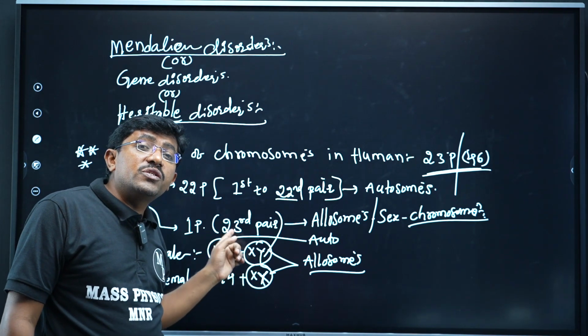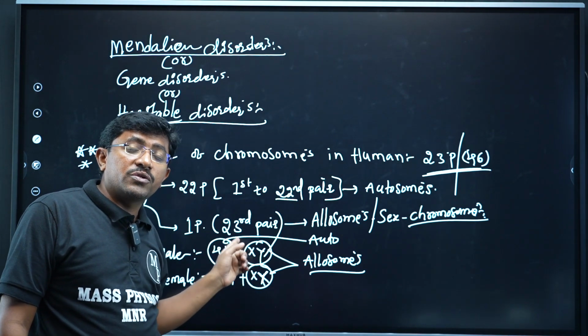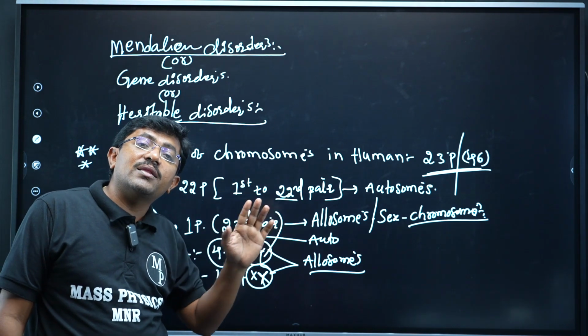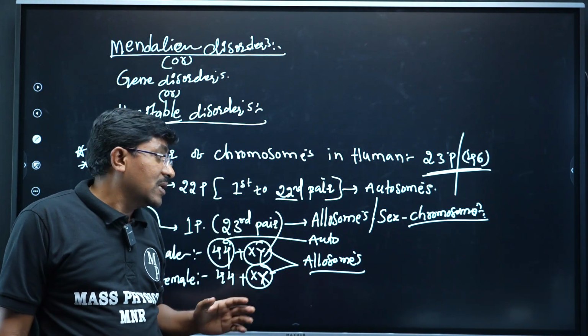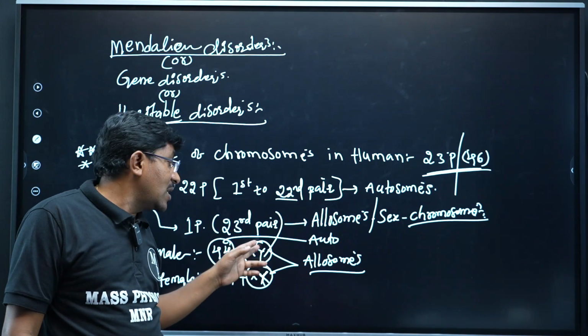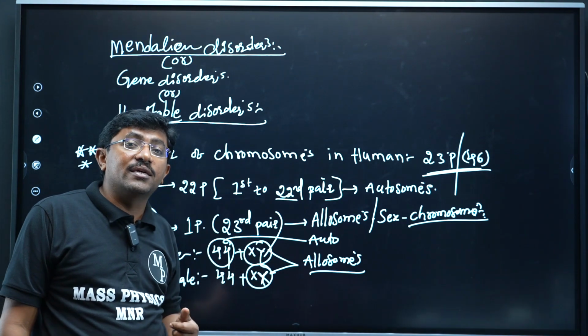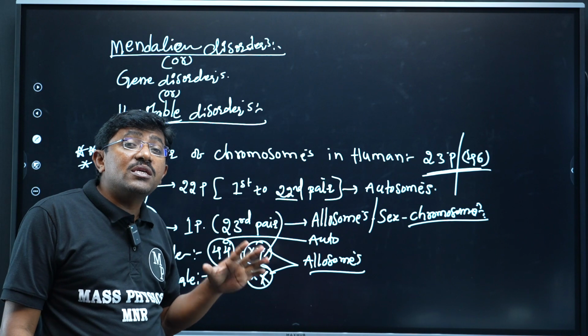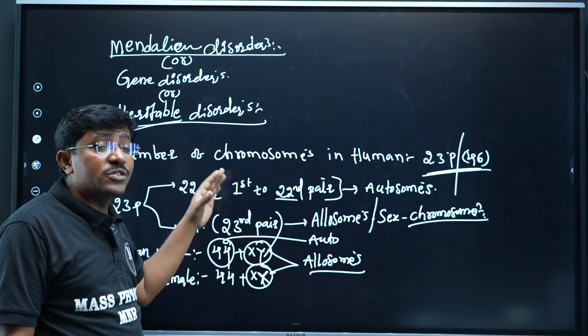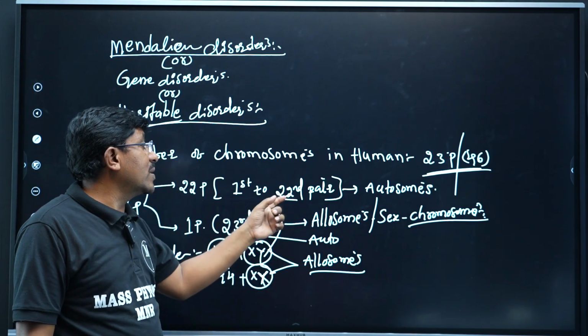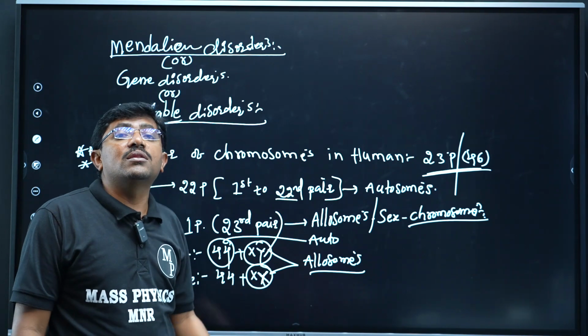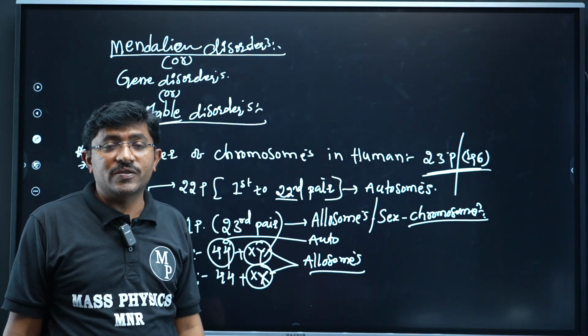So some genes are defective on the X chromosome, and that person suffers from X-linked disorders. Some genes are defective on the Y chromosome, Y-linked disorders. Some affected genes are present on the first to 22nd pair of autosomes. These are the autosomal disorders.